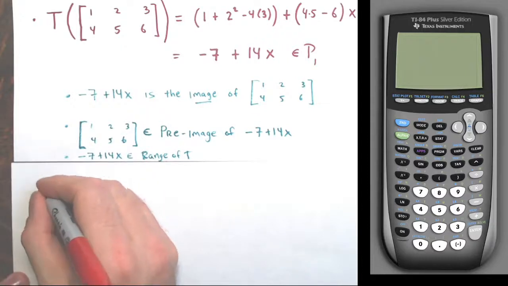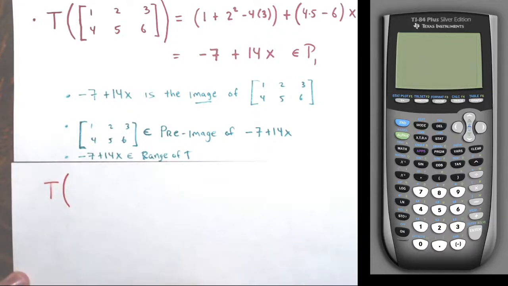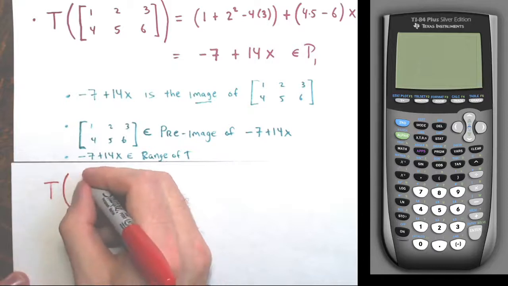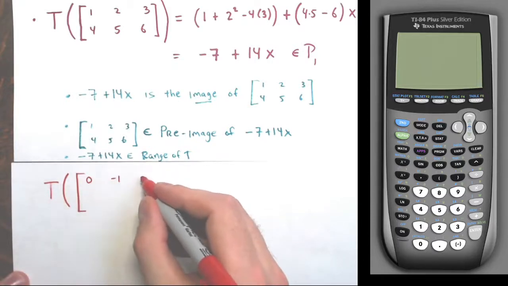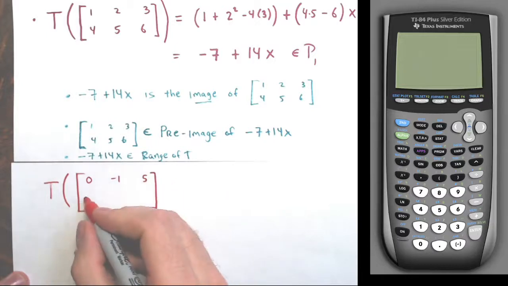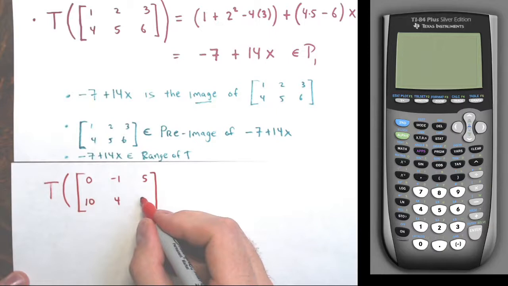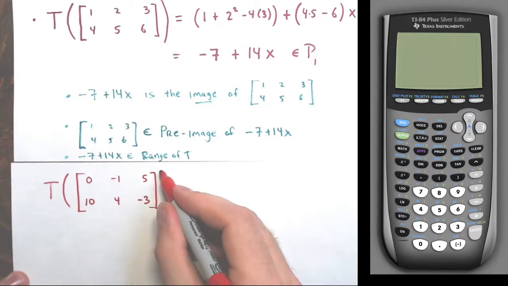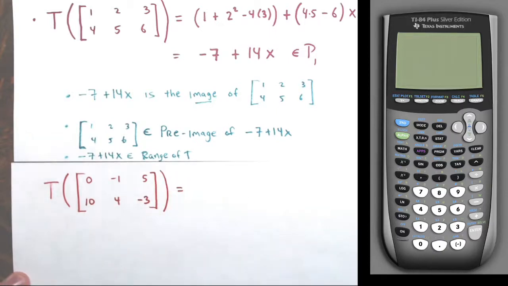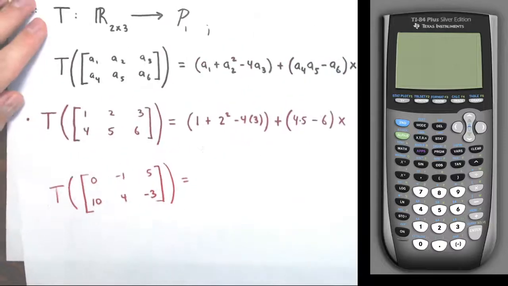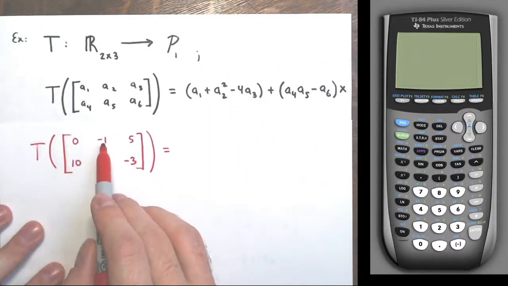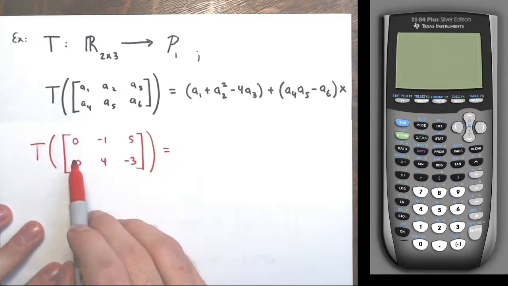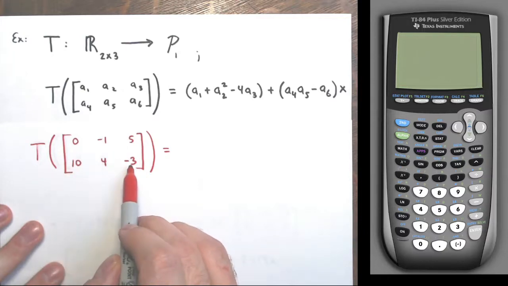So what's T of? And again, my input is some 2 by 3 matrix. Let's go 0, -1, 5, 10, 4, -3. All right, we'll go back to the rule here and just pop in 0 for A1, -1 for A2, 5 for A3, 10 for A4, 4 for A5, and -3 for A6.